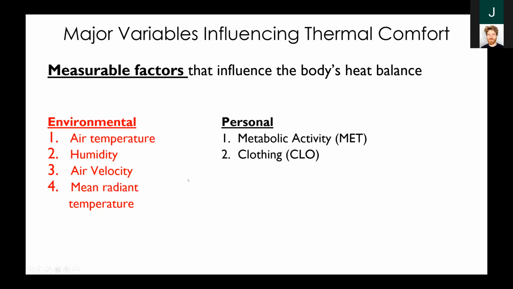Major variables influencing thermal comfort are environmental or personal. On the environmental side, you have the air temperature, humidity, air velocity, and the mean radiant temperature, which we'll talk about in a minute. On the personal side, you have metabolic activity, how much energy your body is using and turning into heat, and clothing, insulation around your body, both of which have units, the met and the clo.